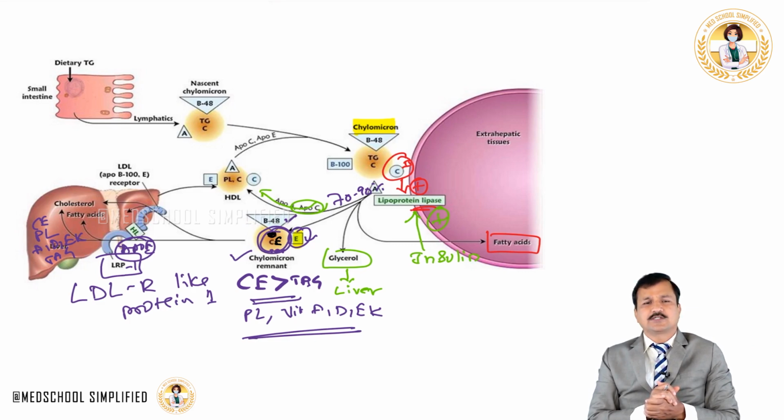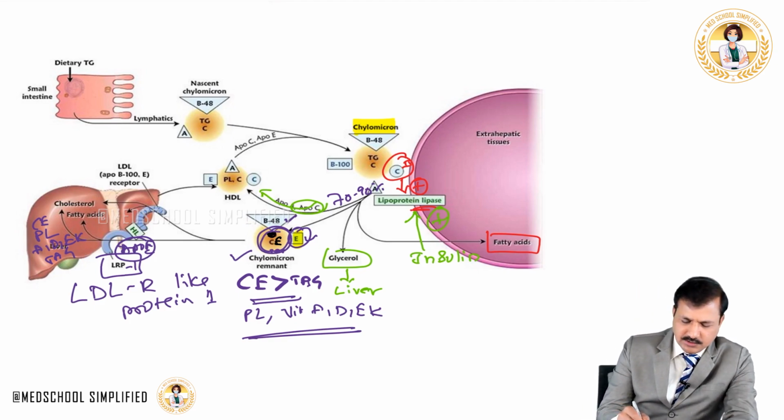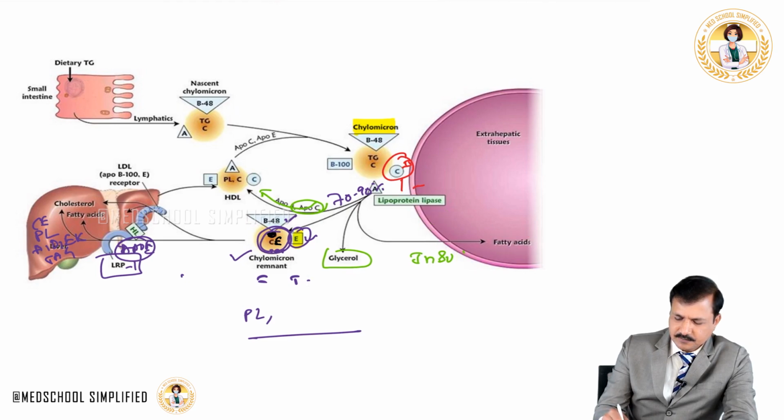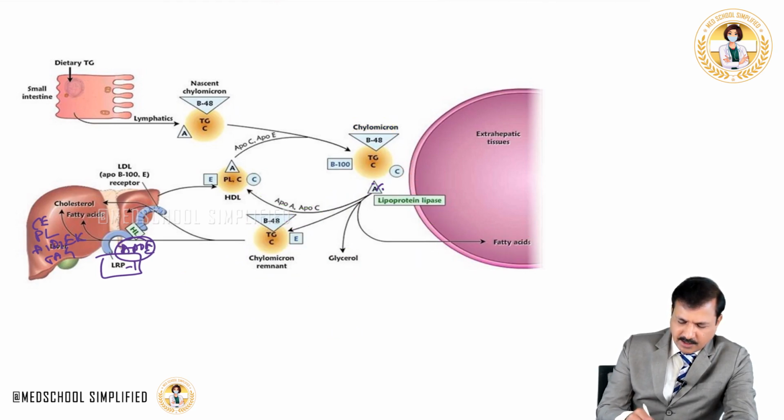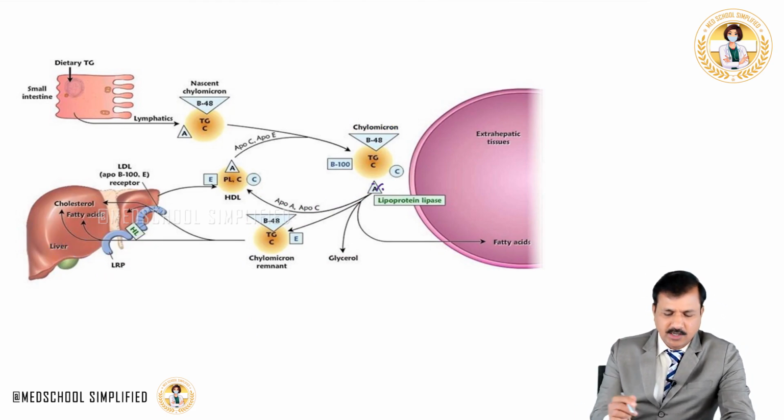That's how they reach the liver. Now your vitamins A, D, K and all that have already reached the liver by the chylomicron remnant. So there are two things you need to take care of here in terms of understanding the clinical application of chylomicron metabolism, some of the abnormalities that can happen with it.